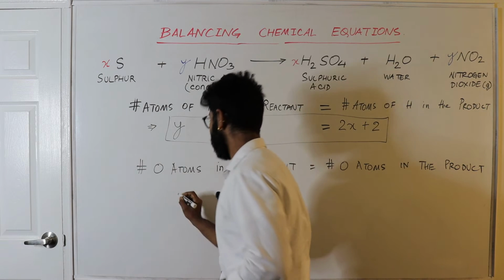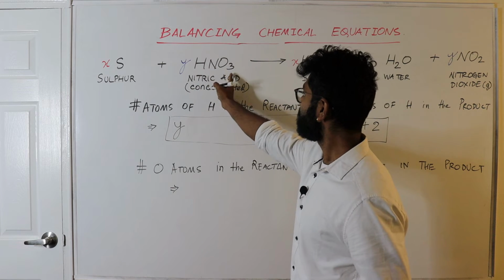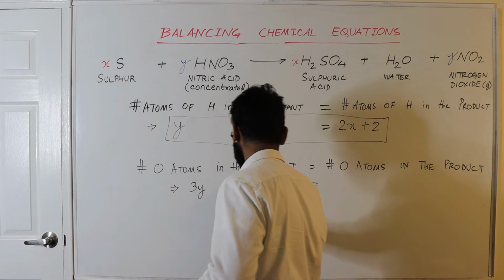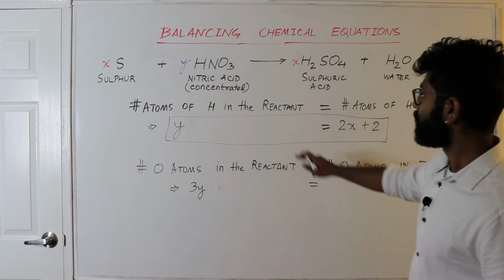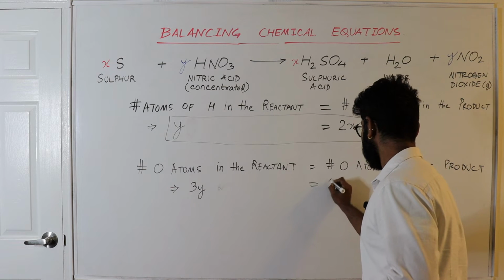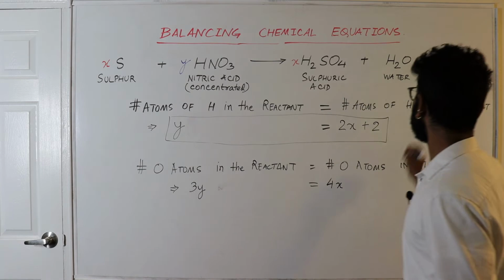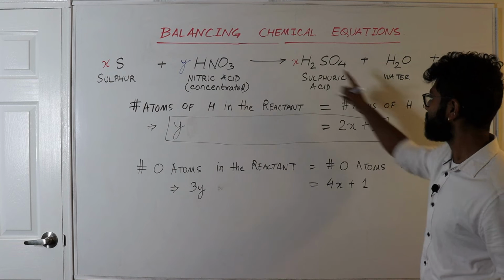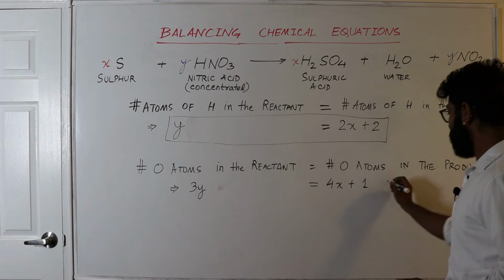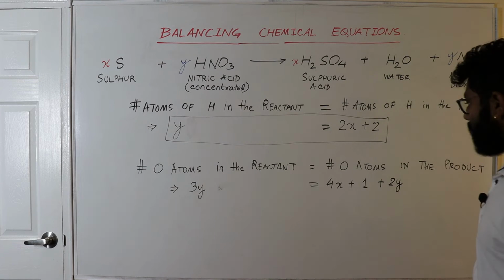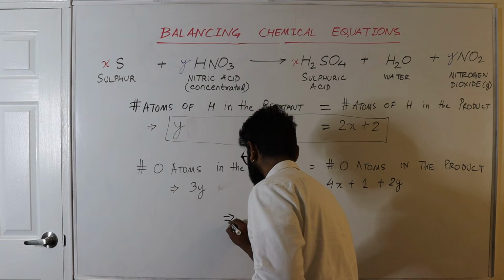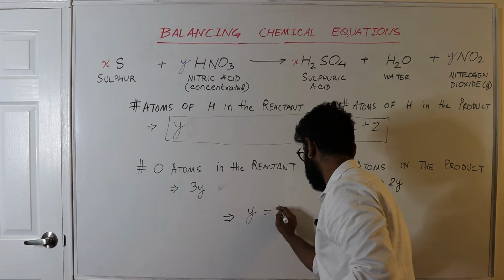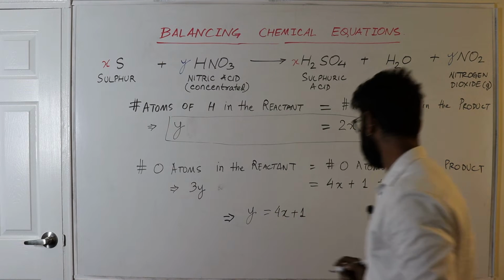So how many oxygen atoms are there? It's very simple right now, right? So it's 3 times Y must be equal to 4 times X plus 1 atom from here, 4 times X because 4 times X oxygen, and 2 times Y plus 2 times Y. This gives us another equation, so now this is 3y, 2y, 2y comes on this side, so this becomes y is equal to 4x plus 1.